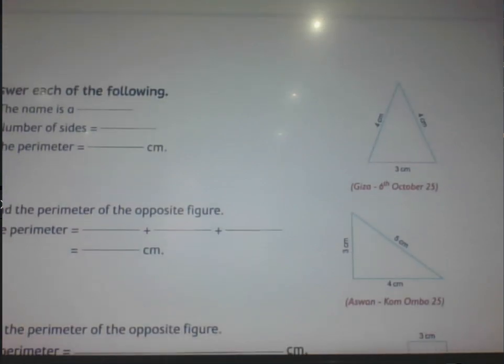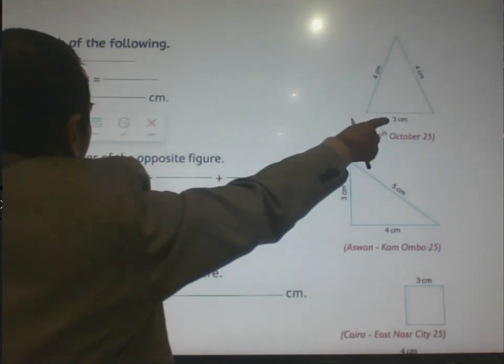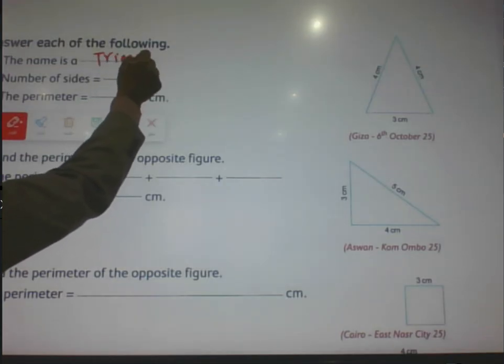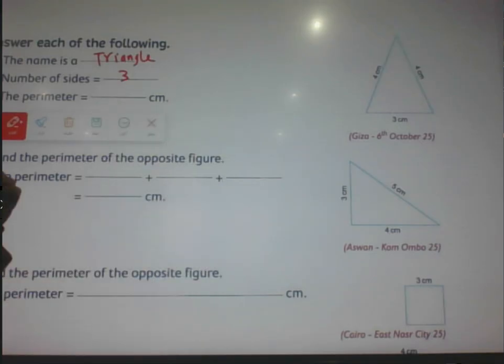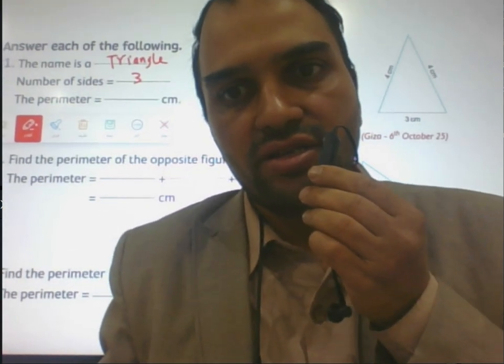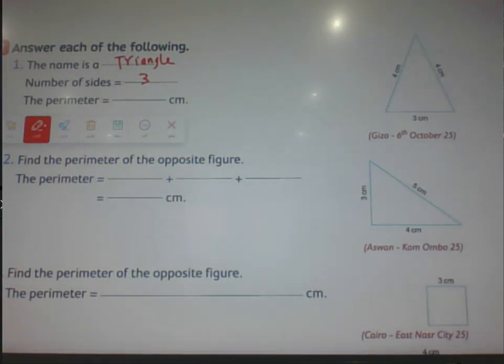Answer each of the following. We have a triangle here. The name of this figure, we call it a triangle, because we have 3 sides of this figure. And the number of sides, we have 3 sides. The perimeter of a triangle equals the sum of all sides. We can add all the numbers here together to find the perimeter.